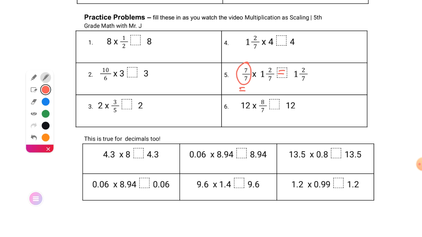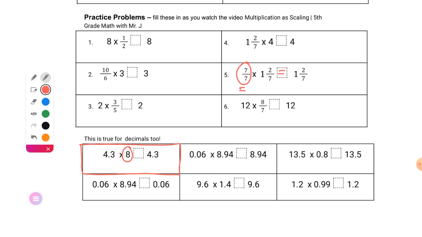4.3 times 8 is greater than, less than, or equal to 4.3. Drake, what am I going to circle? 8.7. Where do you see 8.7? We're right here, 4.3. Not 4. Why 8? That's the one that's different. So we're going to circle 8, and it's the same idea.